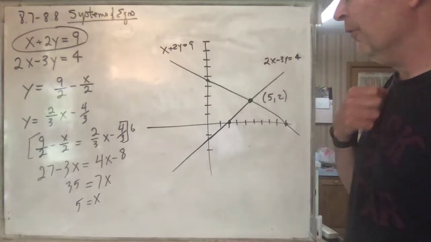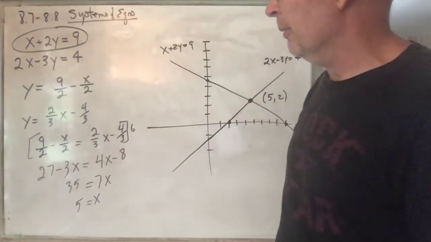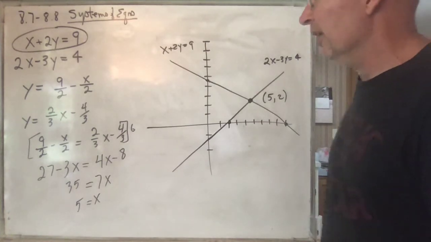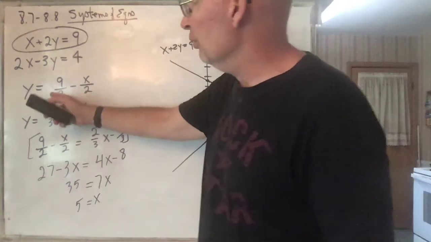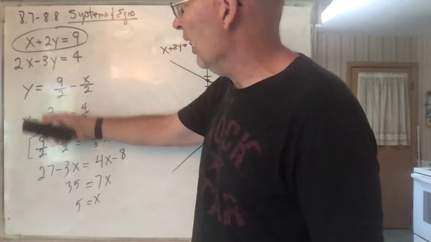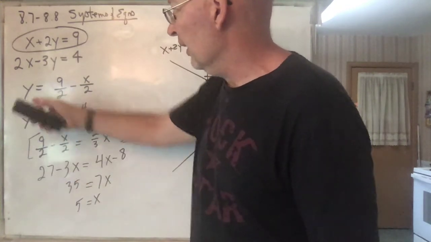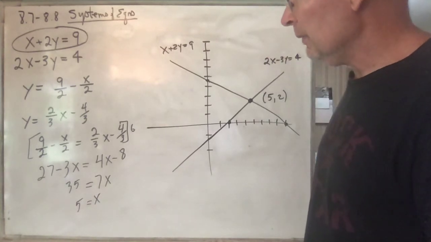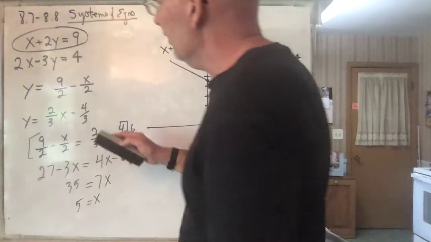So you can see why I prefer the other method. This one was, I think, quite a bit messier. You have fractions and that sort of thing. It still works though. And sometimes, especially if you already have two lines that are solved for y, then it's easiest just to go ahead and set them equal to each other. Okay? So that's another method.